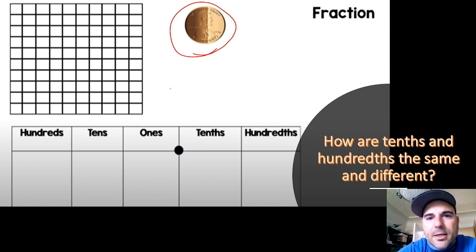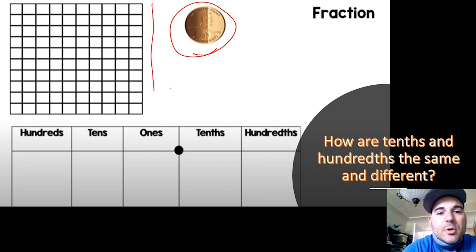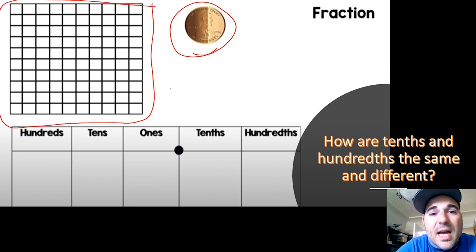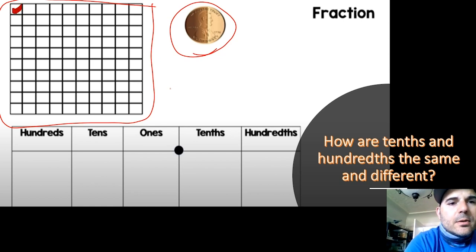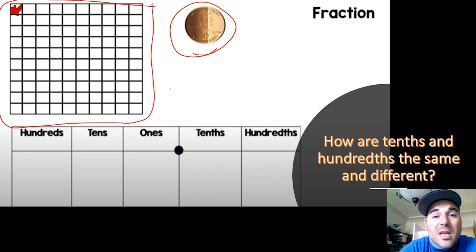If you notice the penny, you're going to tell yourself that it takes 100 of these to make a whole dollar. So we're talking about hundredths. When we're talking about hundredths, we always are going to use a decimal grid that has 100 boxes or squares of equal size. If I wanted to show this penny and its value, I would color in one of those squares. Not the best color job, but you understand what I'm sharing.